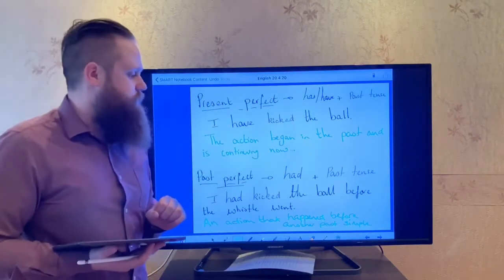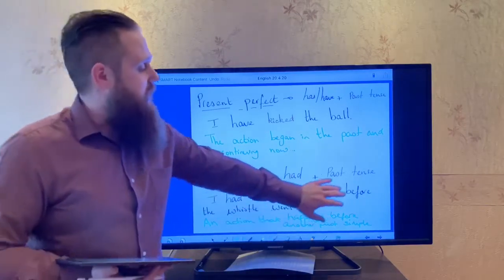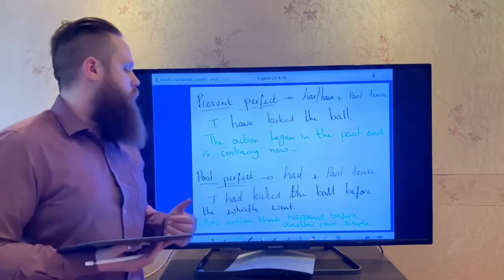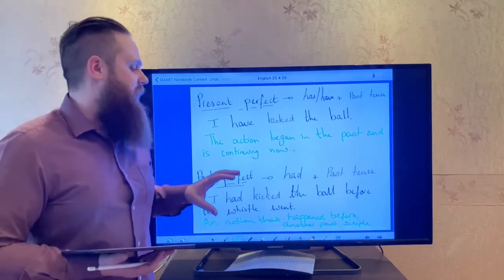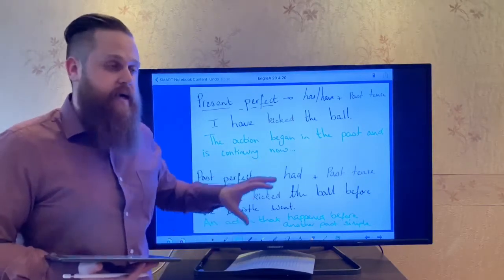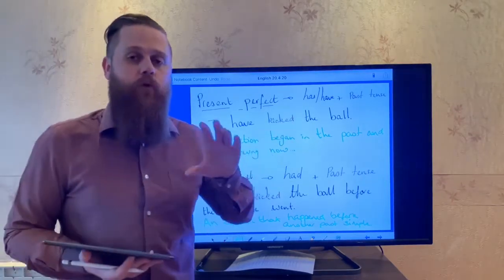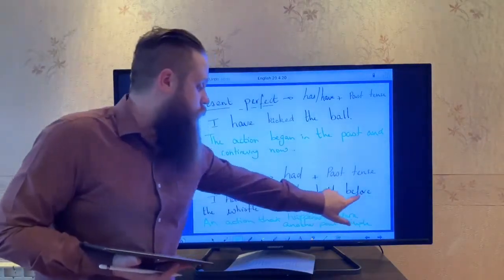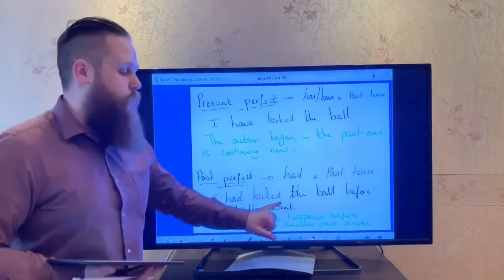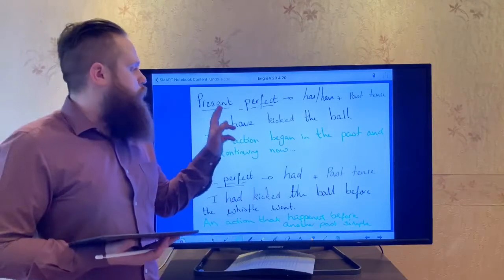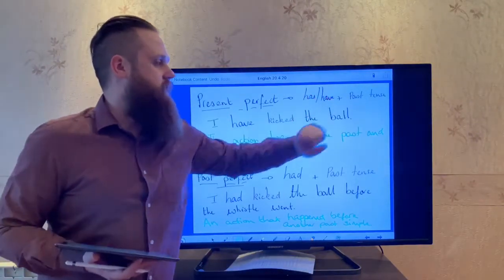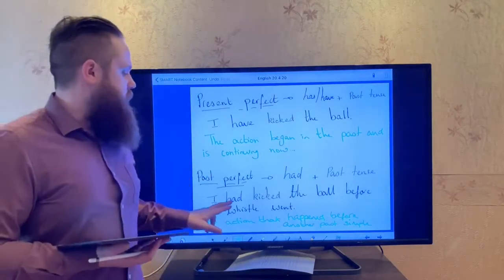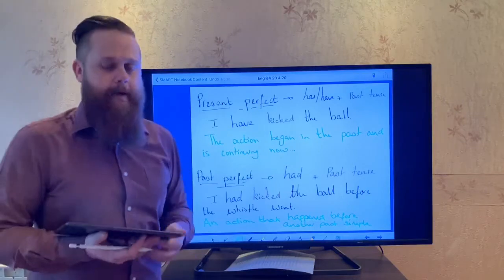And I've got the past perfect. I would use had and the past participle. I had kicked the ball before the whistle went. Now, this one shows that an action happened in the past before another simple past event. So again, I kicked that ball, that happened in the past, and I did that before something else happened. In this case, the whistle went, maybe it was the end of the game. So present perfect, has or have, and the past participle. Past perfect, had, and the past participle. Again, you can see the colours here to match up, okay?